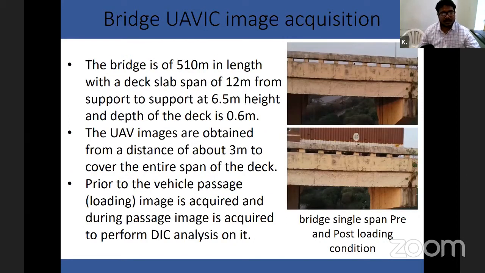So this is the bridge UAV image acquisition. The bridge is just 5-10 meters in length, but the span of the deck is 12 meters from support to support. The height of the bridge is around 6.5 meters and the deck slab thickness is 0.6 meter along with the beam. The UAV images are obtained from a 3 meter distance to cover the entire deck span. Prior to the vehicle passage, you can see the image is obtained, and during the vehicle passage, the image is obtained for DIC analysis.